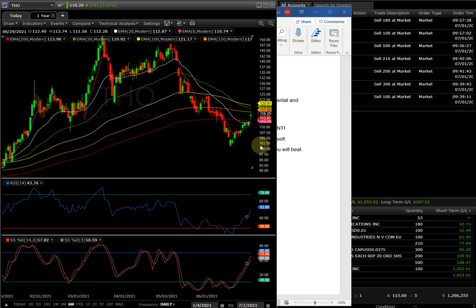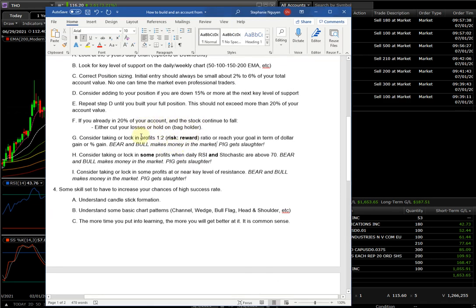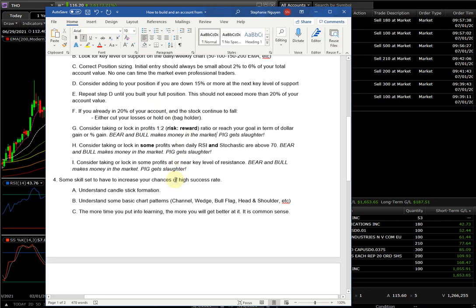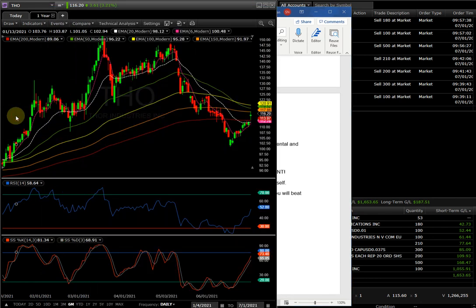It takes time to get a high success rate. I would say a successful trader, as long as you win more than you lose, like 60% of the time, you can still make a lot of money. As long as you stick to the 1 to 2 ratio, even if your win rate is 60%, you're still very, very profitable. Okay, I hope this video helps on how to build this small account.